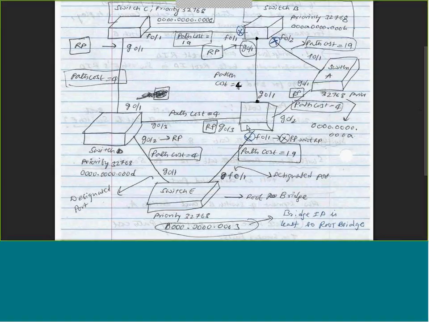Here we have so many loops, right? This is one loop, this is one loop, and this is one big loop, right? So I call these switch A, switch B, switch C, switch D, switch F, switch E.